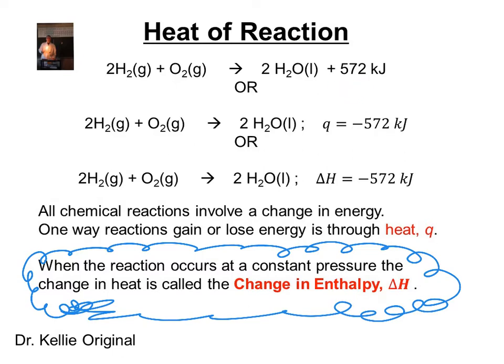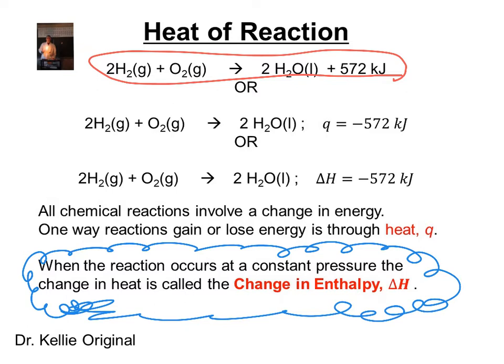of writing them. The first way is to write the heat or the quantity of heat lost or gained in the chemical reaction like it's a reactant or like it's a product. In this reaction, heat was a product, so we wrote it over here on the right-hand side of the equation. This way of writing things is very common in the field of biochemistry.